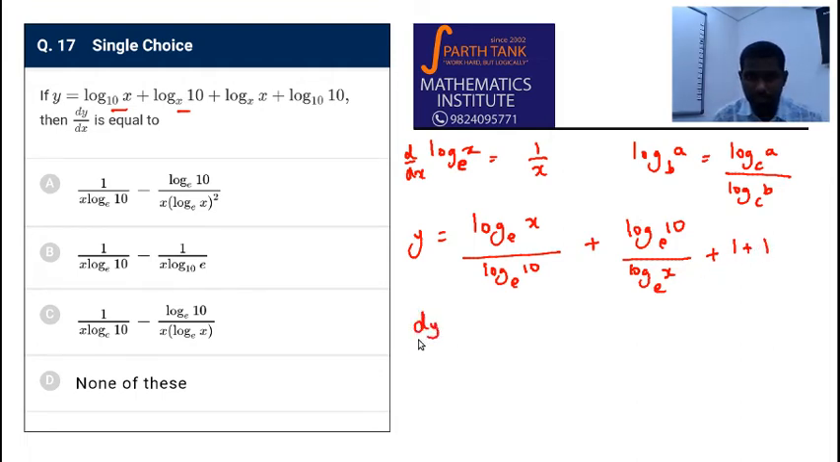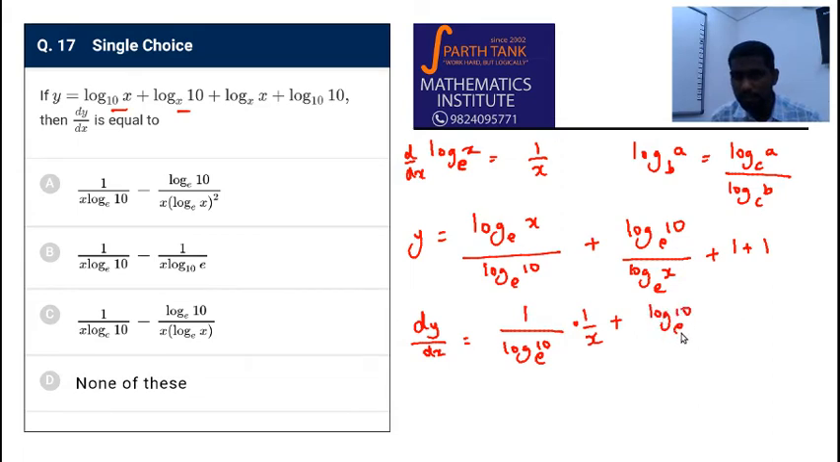This can be differentiated now. The first term is some constant into log x, so it will be that constant into the derivative of log x, which is 1 by x. And then here, the constant is in the numerator and this is 1 by log x. 1 by log x is of the form 1 by x, so you know that the differentiation is minus 1 by log x the whole square. And again, if you differentiate log x, you get 1 by x. And these two constants vanish when differentiating.